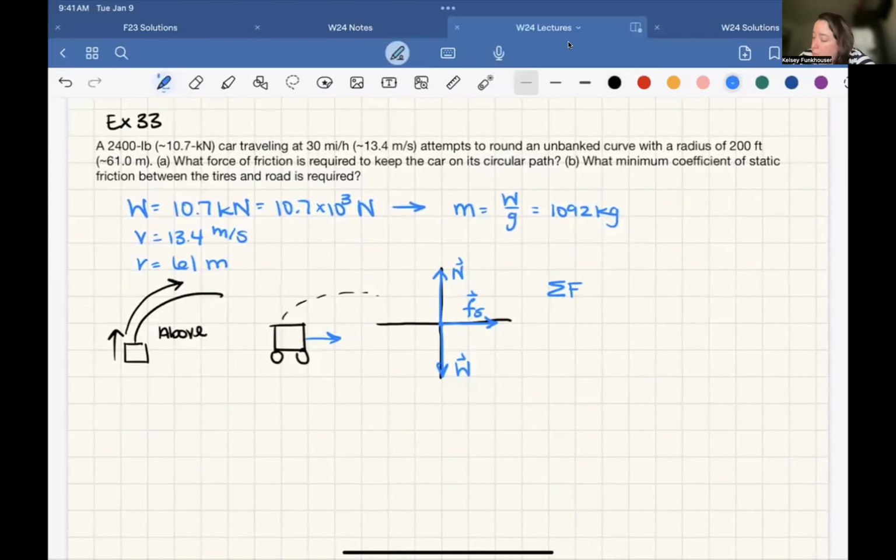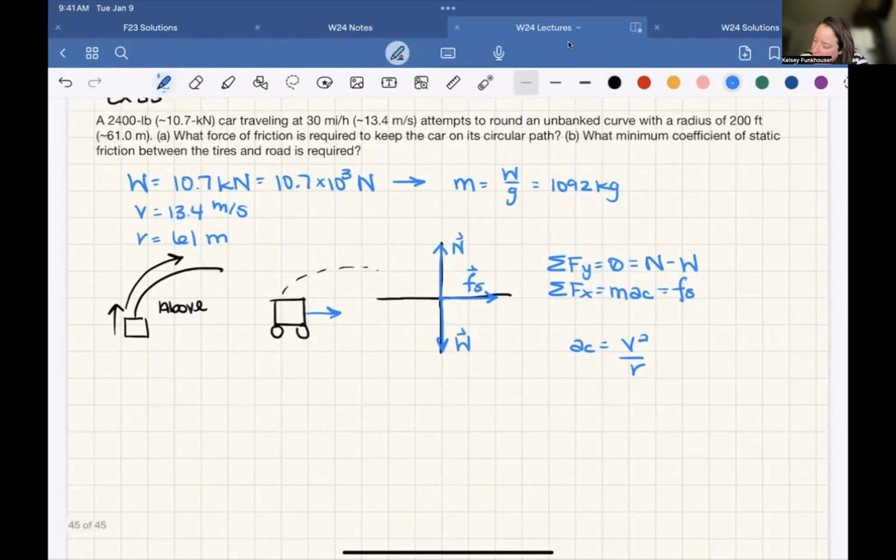In the y direction, the net force is 0 because it's not accelerating in y, and it's normal force in the positive y minus the weight in the negative y. And for x, this is uniform circular motion. So we have this centripetal acceleration again, remember, and this equals the static friction force. Or sorry, the centripetal acceleration is v squared over r, not the static friction force.